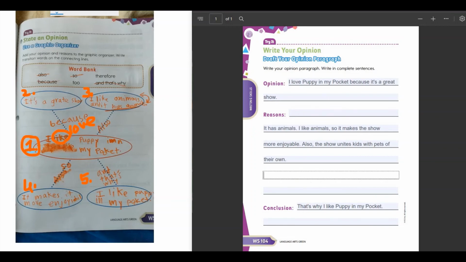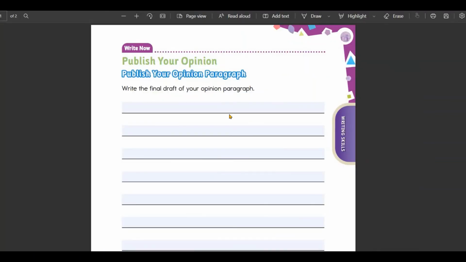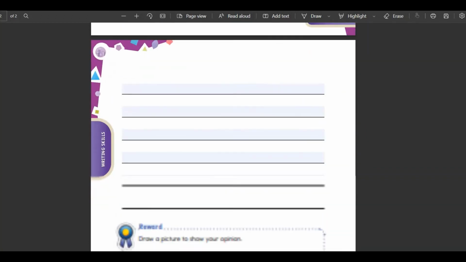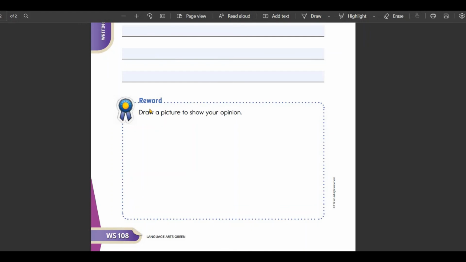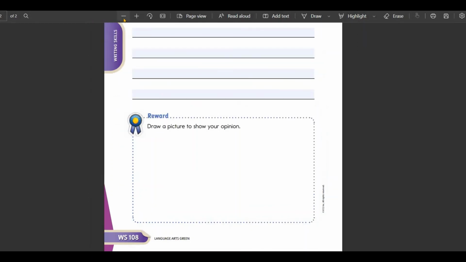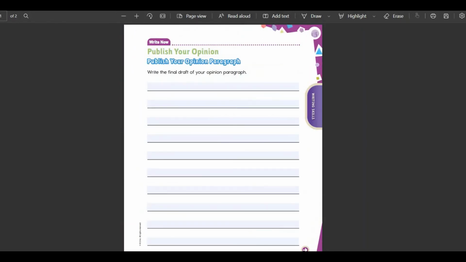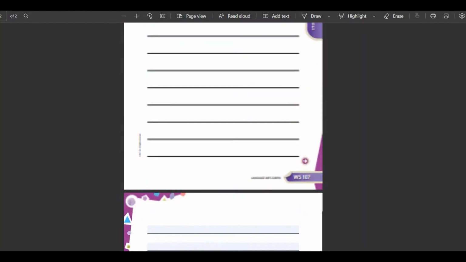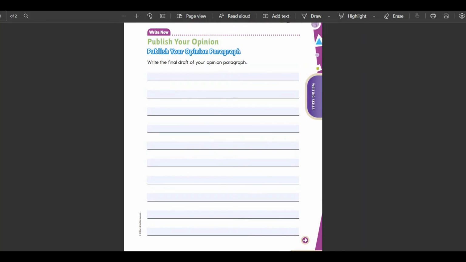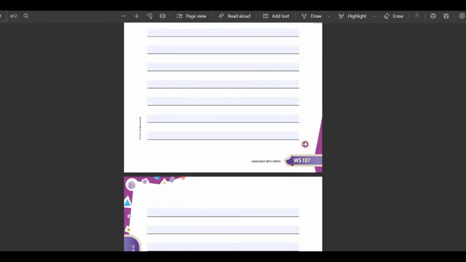Now in your final draft, your final assignment, you will be putting all of those ideas here together in your final draft, okay? And then at the end you get to have a reward. You get to draw a picture to show your opinion. So maybe you could draw a picture of Puppy in My Pocket and how much you like it. I know you've made a lot of pictures, actual pictures of Puppy in My Pocket characters. Okay. So here you get to do your final draft here. It says publish your opinion. This is on page 107, Writing Skills of Your Language Arts Green Activity Book.